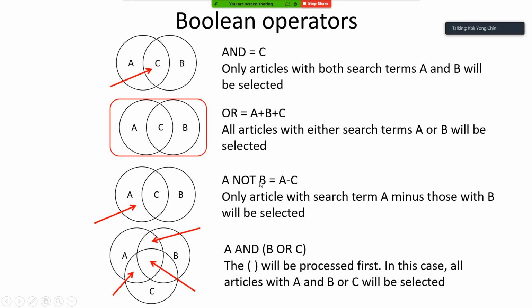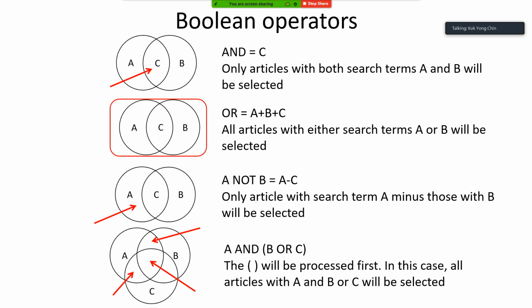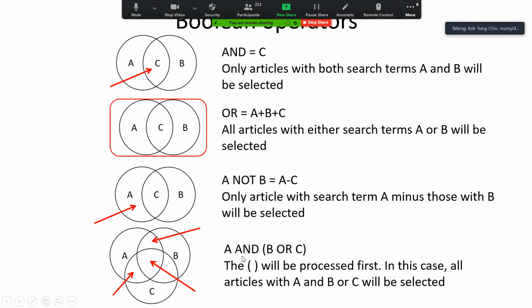Sometimes you may need to combine a few operators in your search. Okay, for example, A AND (B OR C), like vitamin E AND (osteoblast OR osteoclast). When you put a bracket here, usually the search engine will process things in the bracket first. The search engine will process osteoblast OR osteoclast, so you will find every article with osteoblast, every article with osteoclast, then combine with A and search what's in between.